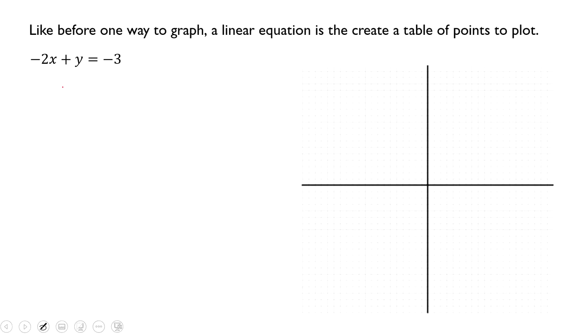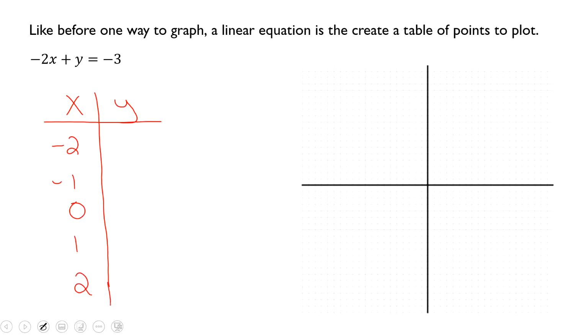So you're just going to do the same thing. You're going to create a table. We're going to have our x value and our y value. It's a couple of steps. We're going to use the same numbers we always do: negative 2, negative 1, 0, 1, and 2. It's always easiest to use those 5 points because you just want to get used to using 5 points. We're going to get to a point where we don't need to create the tables anymore, but I want you to understand how we're doing it this way.